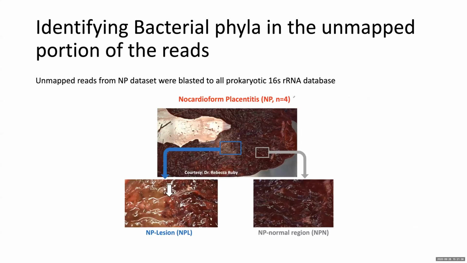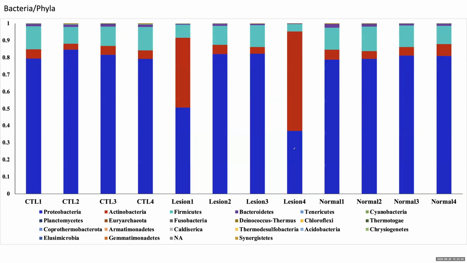Again, the methodology is very similar to what Hussam just presented. The only difference is that this is another set of sequencing and a little bit deeper sequencing, but for the rest, we have the lesion sample, the normal region of the same placenta, and also the control samples. I'm not going to talk about bioinformatics, I'm just jumping to the result. So yes, we were able to look at the 16S ribosomal RNA from the unmapped section of the reads.